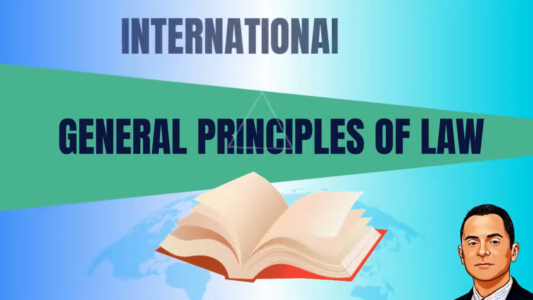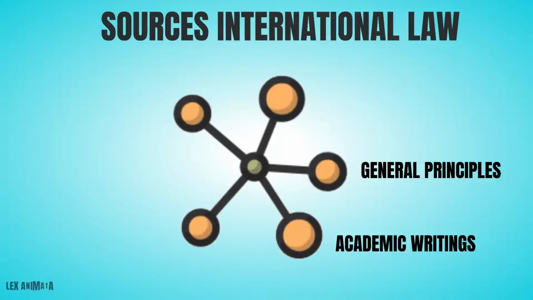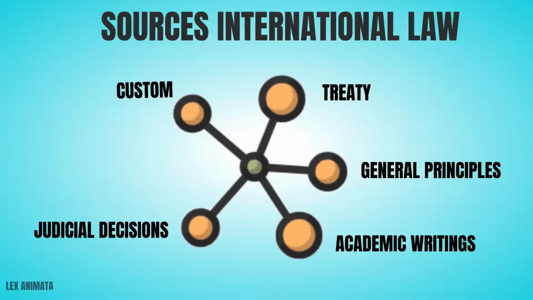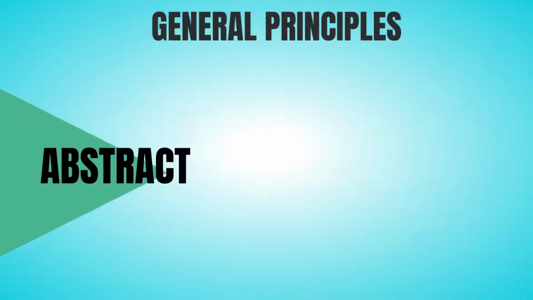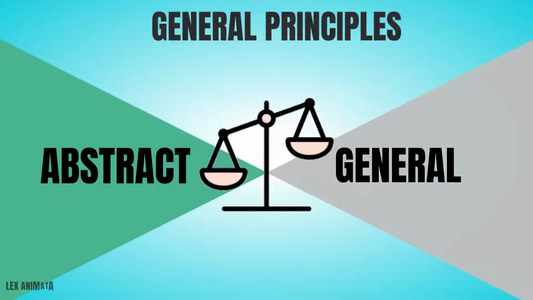General principles of law, visualized. The general principles of law are one of the sources of international law, alongside treaties and customary law. They are abstract rules whose content is very general, sometimes reducible to a maxim or a simple concept.